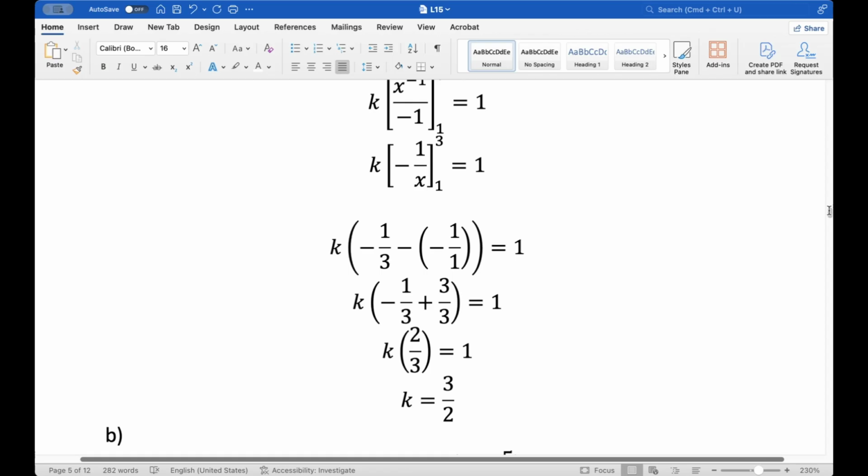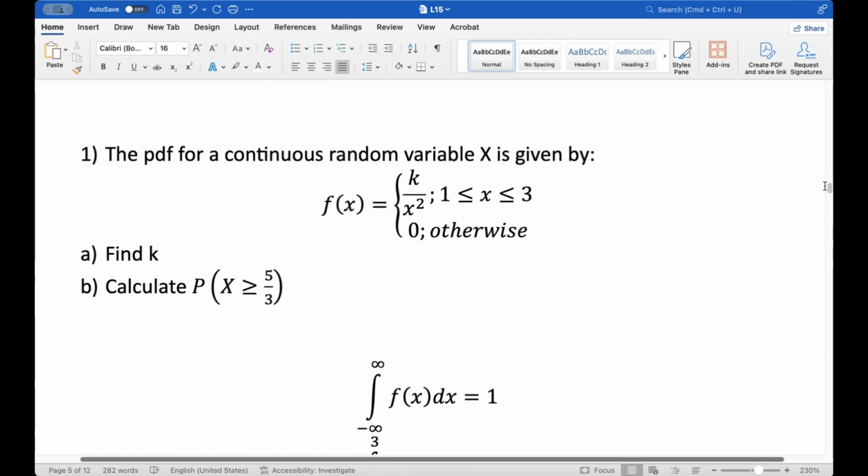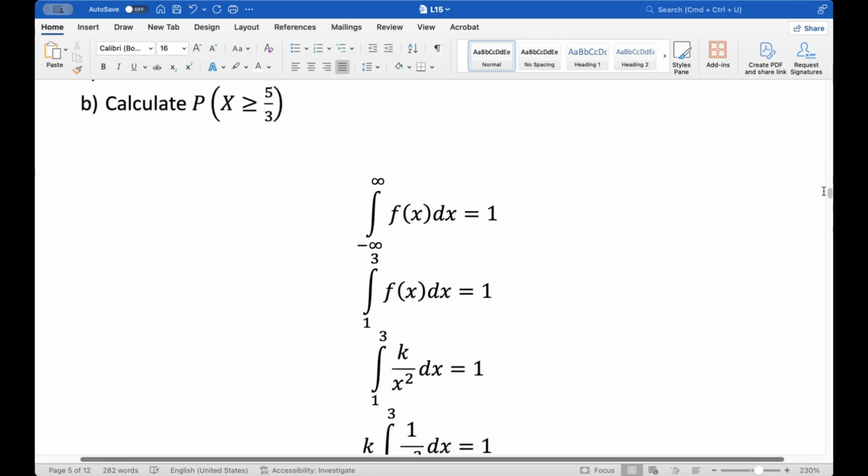So 3 over 2 is the constant we need here so that this function f satisfies the conditions of being a probability density function.